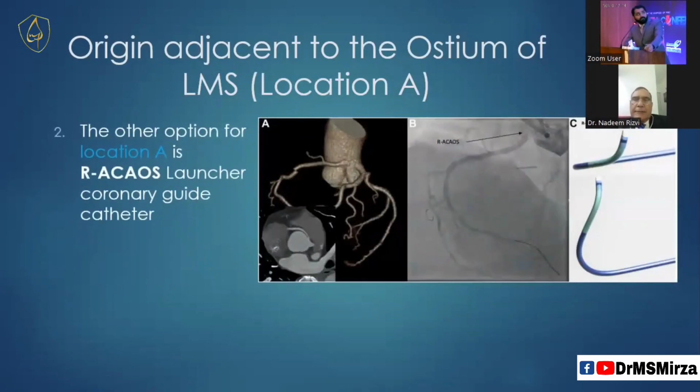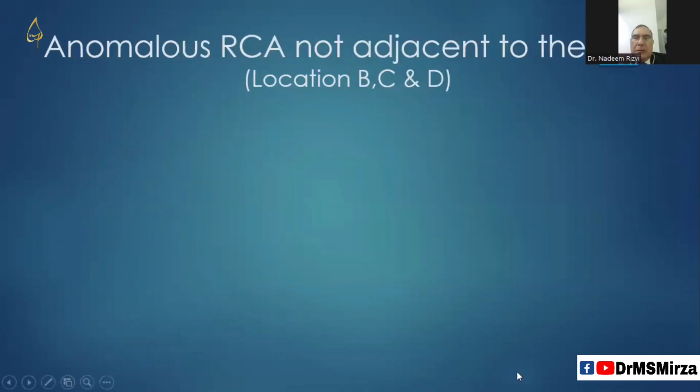For location A, the other option is the right coronary Amplatz or launcher coronary guider catheter. And as I have already told, for location A the ostium is adjacent to the left main stem, so extra care should be taken to mitigate the risk of dissection.